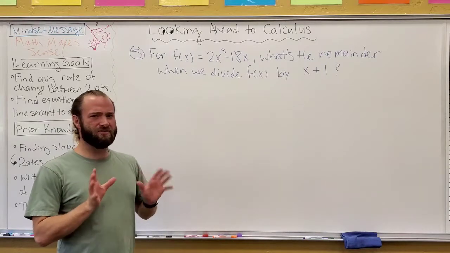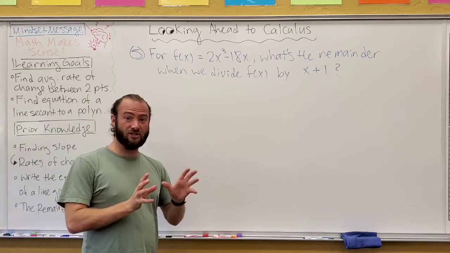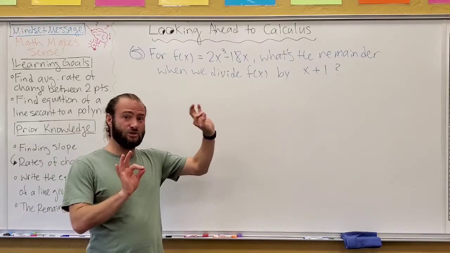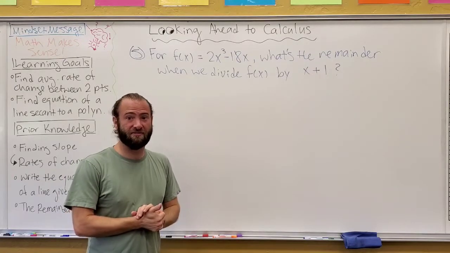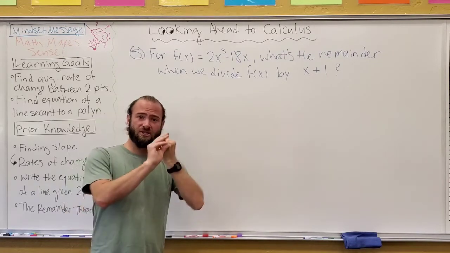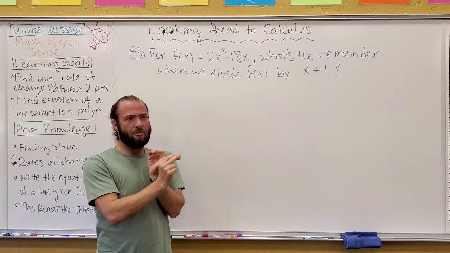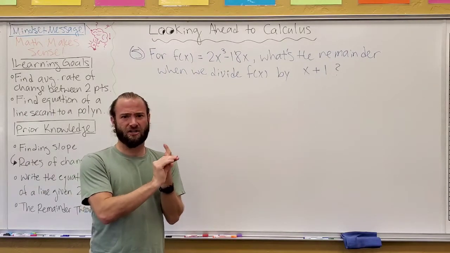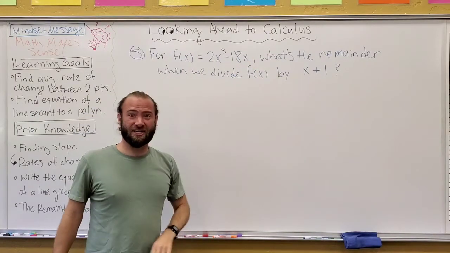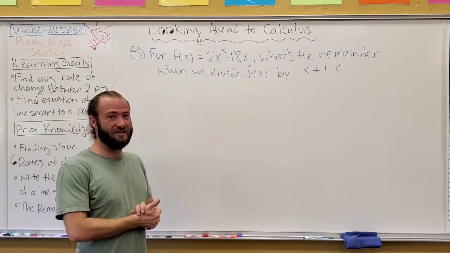Remember, the main goal of today is to be able to find the equation of a secant line that connects 2 points on a polynomial graph. So far we've used algebraic methods. We've also looked at how we can use Desmos to find this, but we want to start thinking about calculus. So we're going to look ahead to calculus again to end off today's lesson.